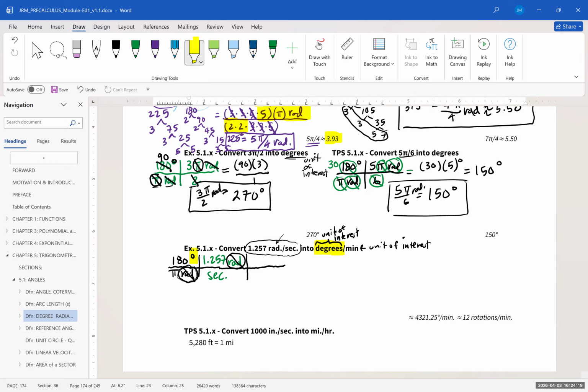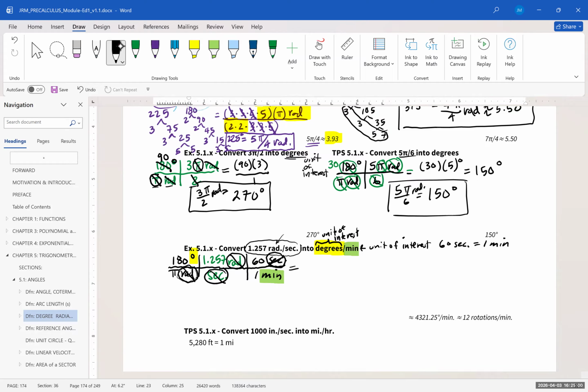Now what we need is we need to convert seconds into minutes. So we know that 60 seconds is equal to 1 minute. So let's put 60 seconds is equal to 1 minute. And seconds will cancel with seconds, and that leaves us with our second unit of interest, minutes, in the denominator.